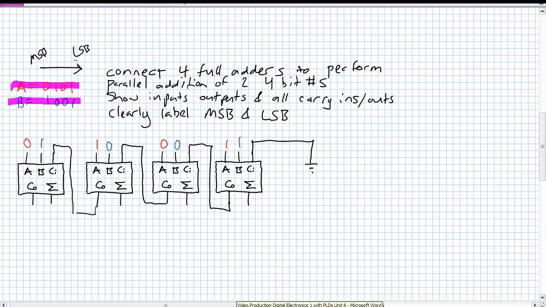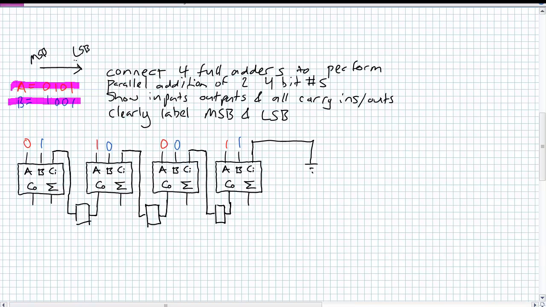I'll go ahead and put some spaces here so you know what I'm talking about. There you go. So what is carry out of this stage? The carry into the next. What's the carry out of that stage? Carry into the next. Carry out of that stage, carry into the next, and go ahead and fill out those values. And obviously these guys right here.